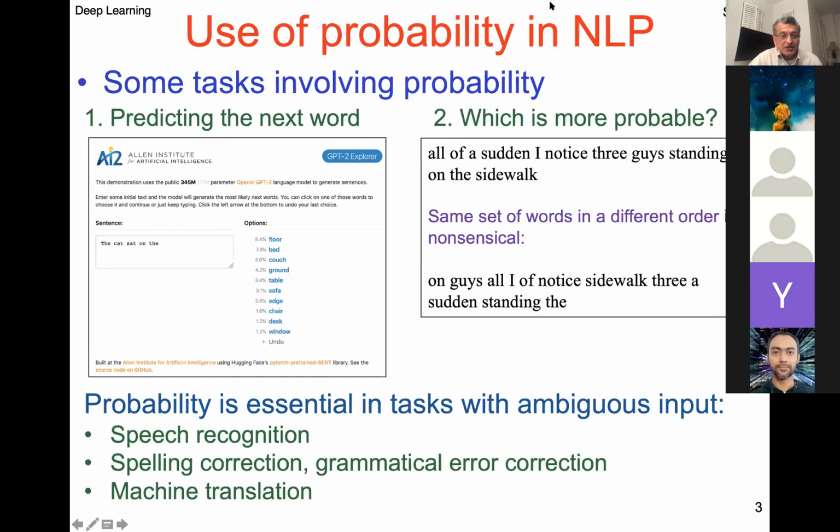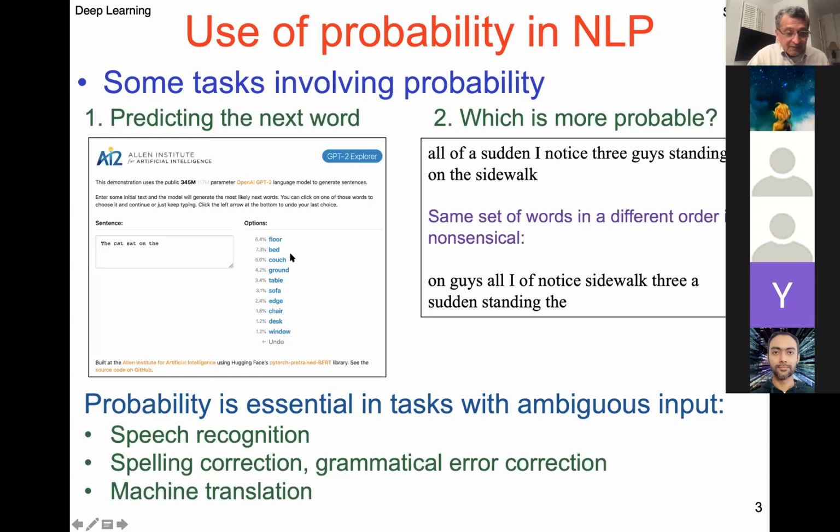So we again begin with the use of probability in natural language processing. Here again, two more examples. First of all, why do we need probability? To predict the next word. This is an example from GPT-2, an old version. Today they're into GPT-3. And that's exactly the sentence: The cat sat on the. Can you predict the next word? Well, the options are floor, bed, couch, ground, table, sofa, edge, chair. Oh, there's no mat here.